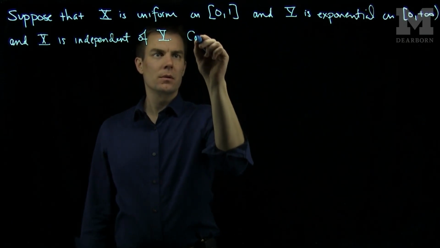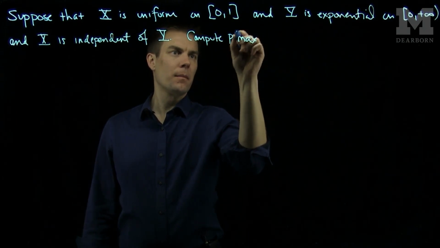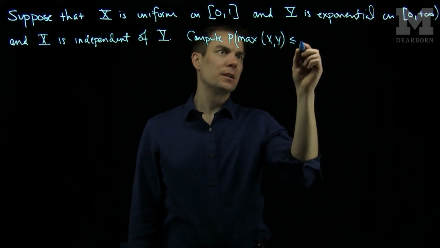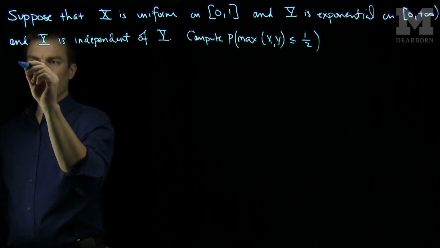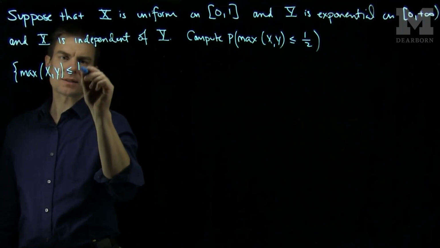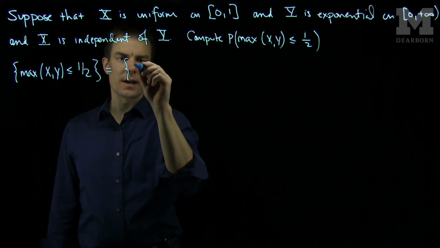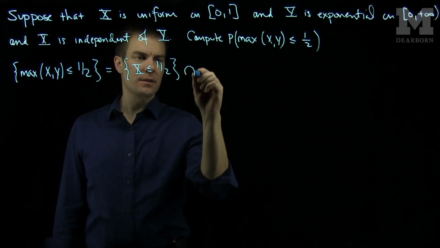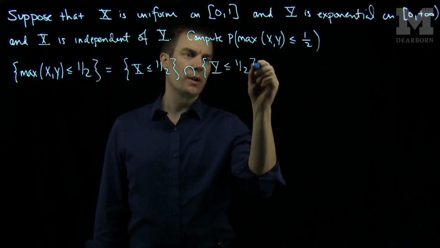Let's compute the probability that the maximum of X and Y is less than or equal to 1/2. We can notice that the set where the maximum of X and Y is less than 1/2 is equivalent to the set X being less than or equal to 1/2 intersection Y being less than or equal to 1/2.